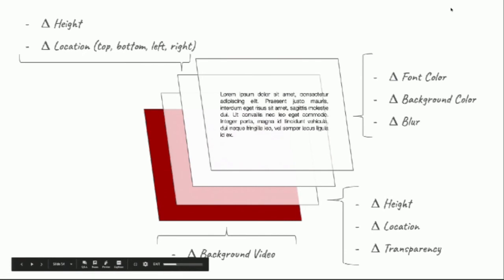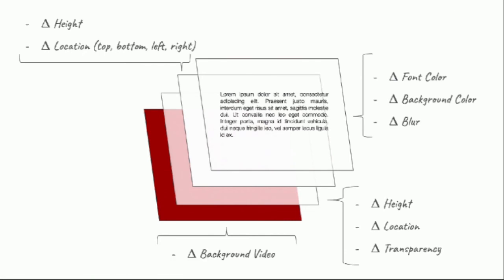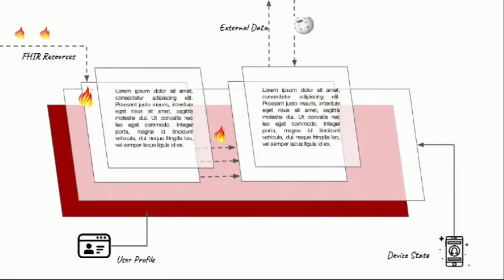So, what we just saw was 4 layers that each had a delta. They were adjusting height, location, font color, background color, blur, background video, and so forth. And we had that all dynamically updating in 60 frames per second. Behind the scenes, the FHIR data comes in and populates only one of those layers, and you have to design with intentionality around that. You don't just drop the FHIR resource anywhere on the framework.